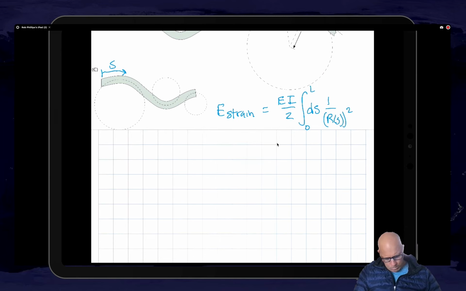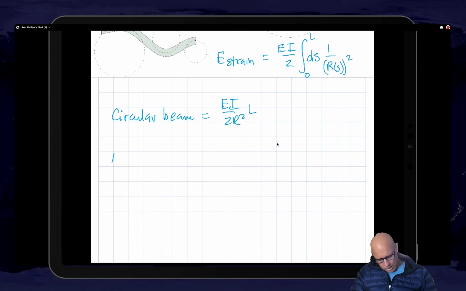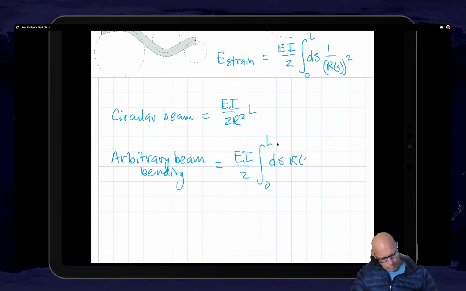So what have we accomplished? For a uniformly bent circular beam, we found that the energy is given by E times I over 2R squared L. And for an arbitrary state of beam bending, what we found is that the energy is given by EI over 2 times the integral from 0 to L of ds kappa of S squared, where kappa of S is 1 over R of S, and it's also equal to dr of S by ds.